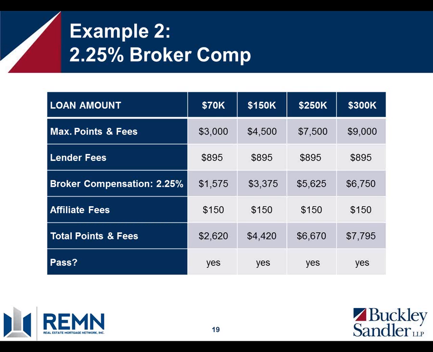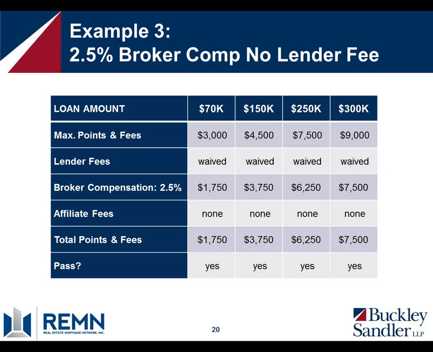But then you add it all up, and as you can see, all of these loans pass points and fees with a decent amount of breathing room. Okay, so the third example is where you've got 2 1/2 broker comp, and the lender fees are waived. And you've got no affiliate fees, and as you can see again, no real issues with points and fees on these loans. So what happens though if, to go back to the first example, you do realize that you're going to be over points and fees on the loan.